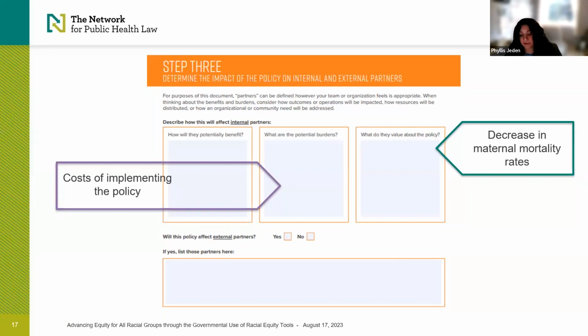For external partners, you're also going to want to consider ways to engage them. That's, again, not shown here in this snapshot of step 3. Also not shown here is a statement stating that the final decision should be communicated clearly to all partners, and it should be clear on whether the feedback impacted the final policy decision. Next slide, please.